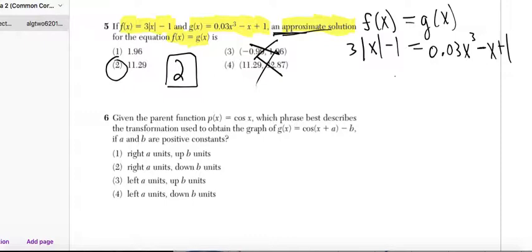One of the solutions is x is equal to 11.29, approximately, because they said one approximate solution, right? One of the values of x that makes the two functions have the same output is about 11.29. All right, let's move along to number 6.